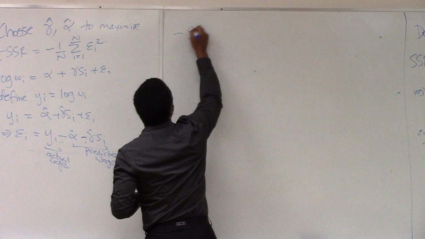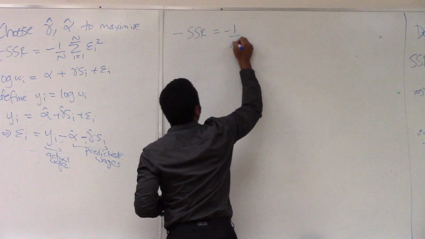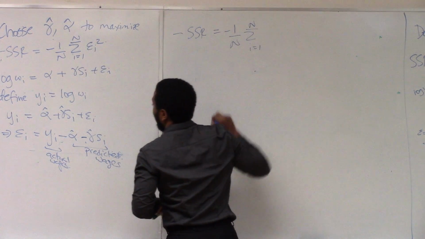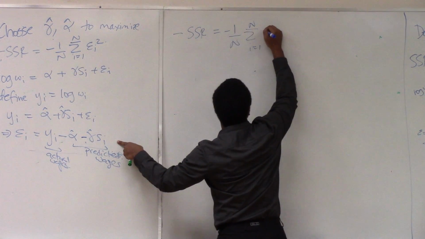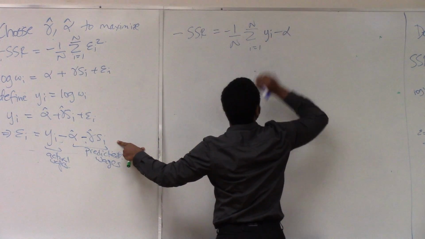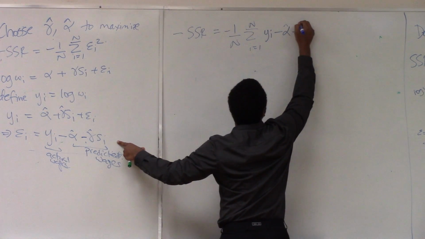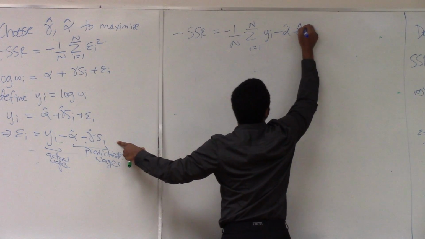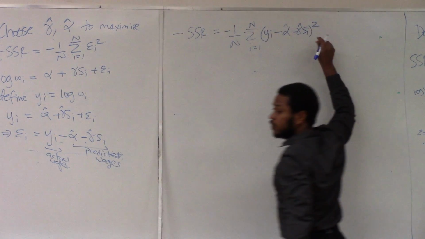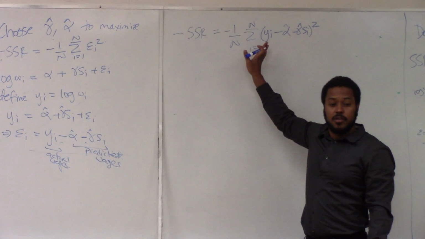So minus SSR is going to be minus 1 over n, the sum from i equals 1 to n, and then this epsilon here is just going to be yi. Well, remember yi is just log wages. Minus alpha hat minus gamma hat si, all squared. Right? All we've done is take this and plug it into our formulation here.